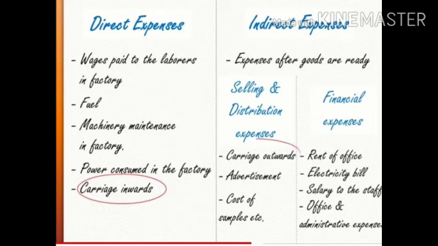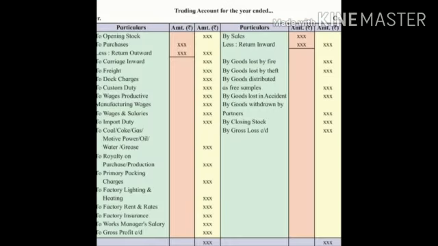See, the trading account has a constant format. We have to write two or three items constantly at the top. Whenever we prepare the trading account, we start by writing opening stock on the debit side, then purchases less returns, then on the credit side sales less returns. After that we record carriage inward, freight, dock charges, custom duty. These are all expenses incurred for purchasing raw material.